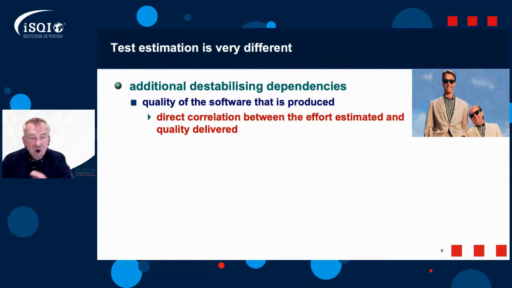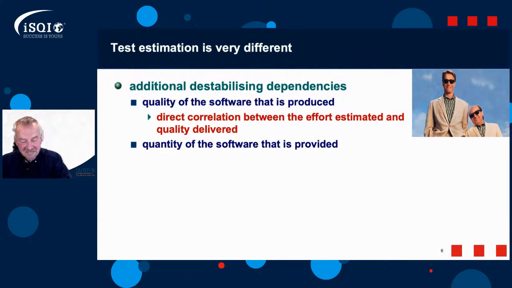There is a direct correlation between the effort that we think it's going to take and the quality that is going to be delivered. There's a direct correlation. And yet we give an estimate for the effort, but we don't give an estimate for the quality. And that's one of the challenges I want to leave you with at the end of this presentation. You must estimate the quality as well as the effort that's being delivered. We are dependent on the quantity of the software that's provided.